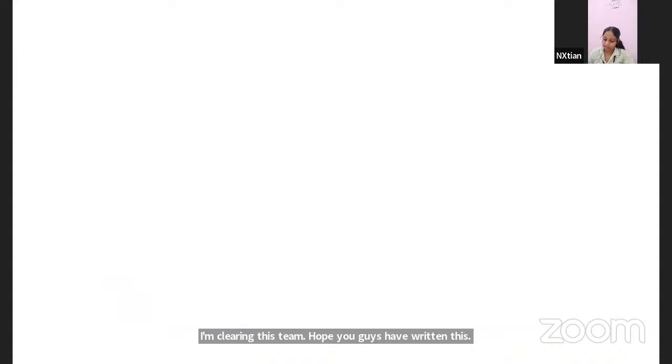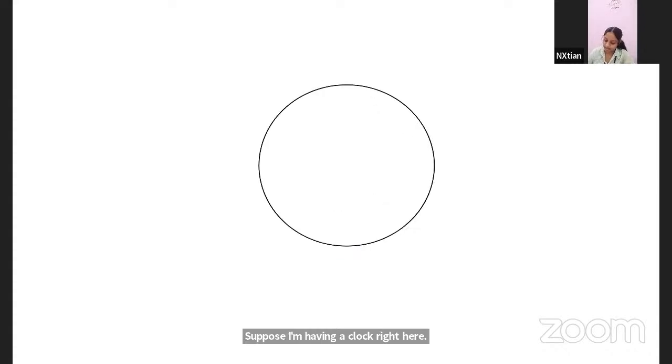Now, I was talking about a complete angle. So, suppose I'm having a clock right here. And I'm having 12, 6, 3, and 9. Then the center. Now, I will make the minute hand. When the minute hand is coming at exactly 12, and the hour hand is also coming on 12.